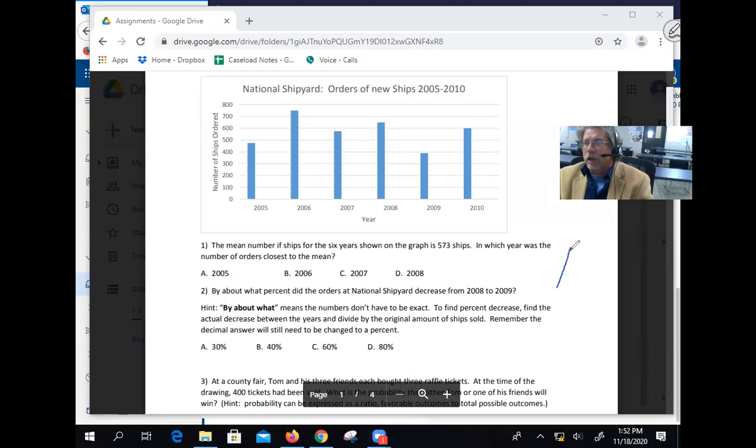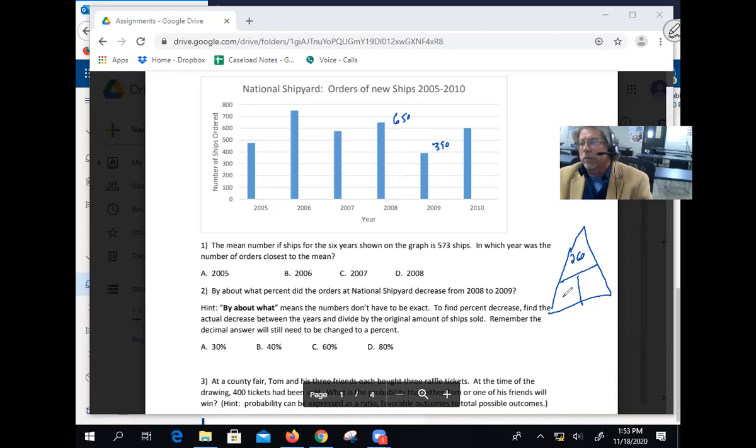So again, I can use my little triangle model here. We're looking for the percent, so we need to know the part and the base. The part is actually the decrease. So 2008, it looks like it's around 650. And then 2009, it looks like it's maybe 390, or 400, if you want to fudge a little bit. So to find the decrease, I just subtract those numbers. So 650 take away 390 gives me 260. So that's how much it decreased by.